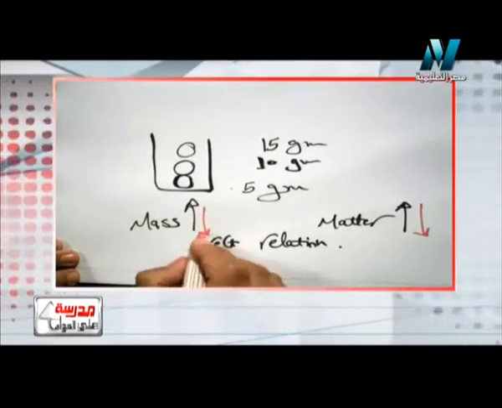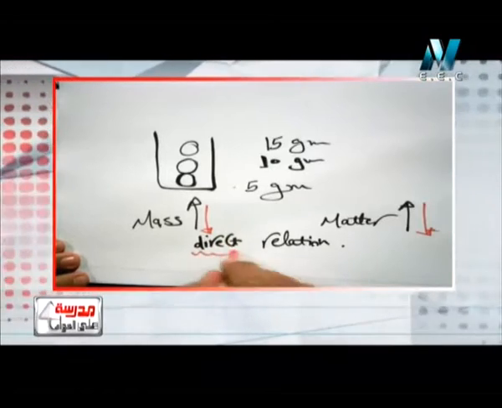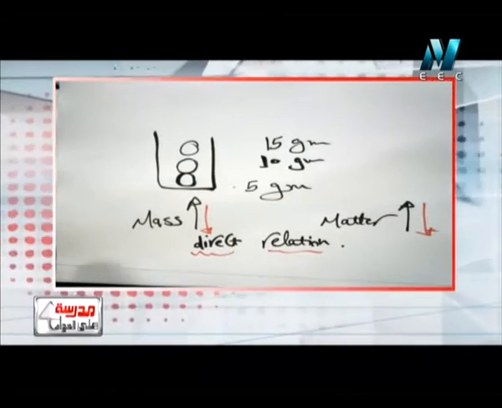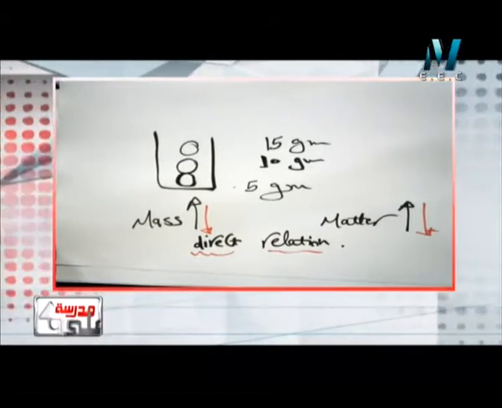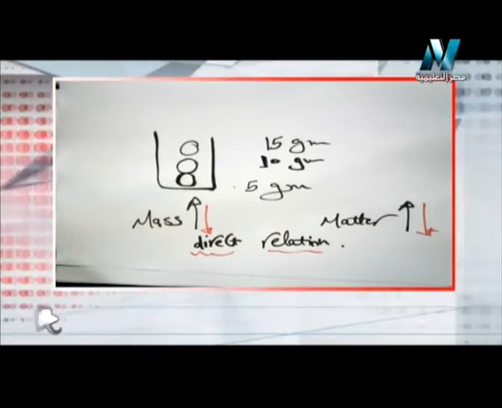So they have the same meaning, the same relation, which is why I call it a direct relation. So the relation between mass and matter is a direct relation. When matter increases, mass increases. When matter decreases, mass decreases. Both increase together or decrease together. So the relation between mass and matter is directly proportional.